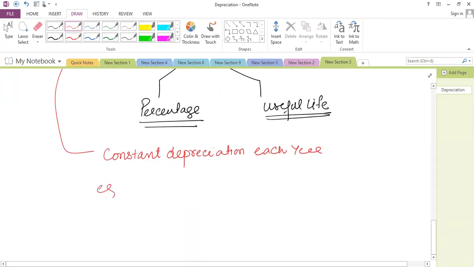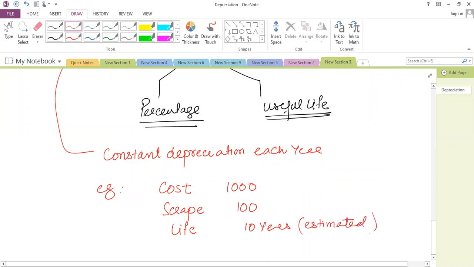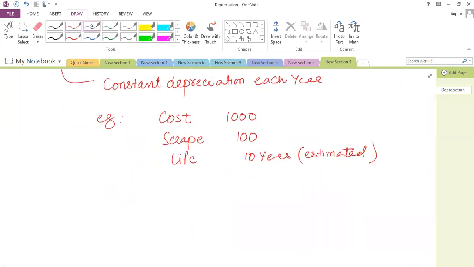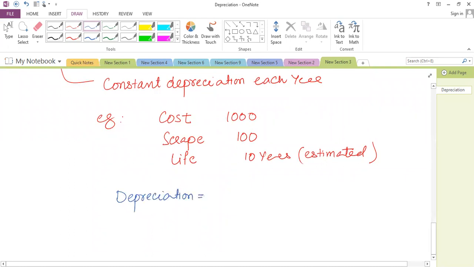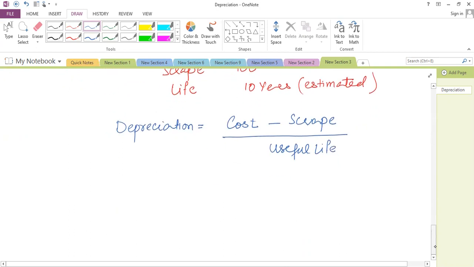For example, let's assume that the cost of the asset is 1000, the scrap is 100, and the life is estimated at 10 years. This scrap value is also estimated. Under straight line, the depreciation is calculated as cost minus scrap, that is the depreciable amount, divided by the expected useful life. You will get the per annum depreciation, and that will remain constant throughout the life.